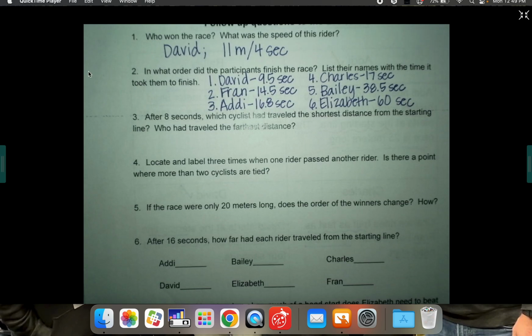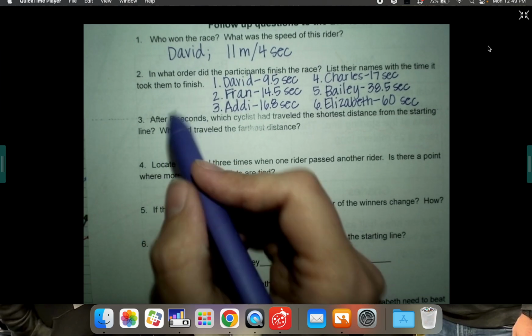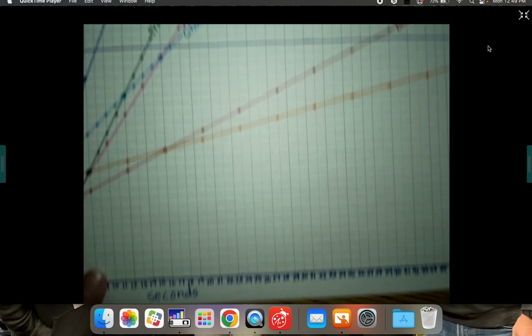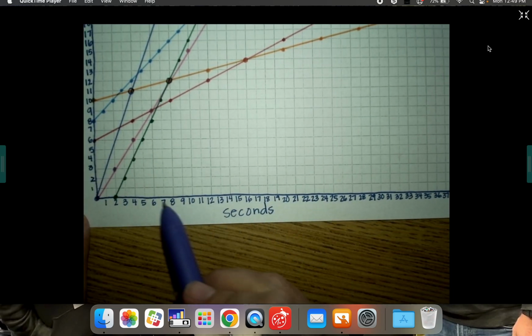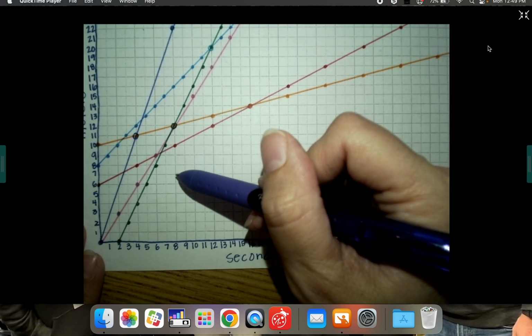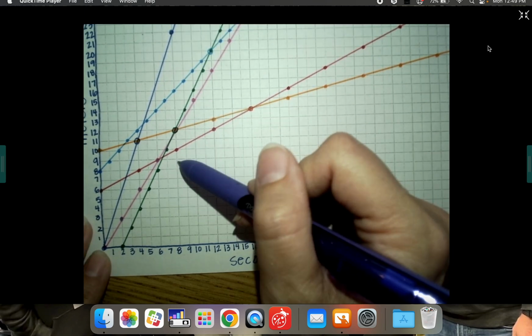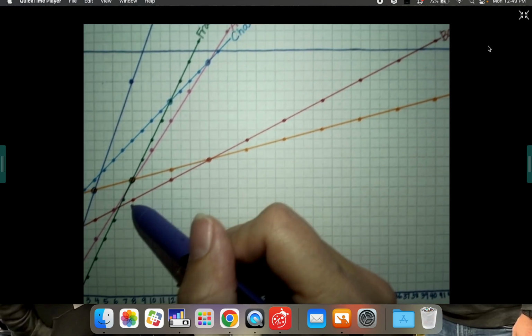After 8 seconds, who had traveled the shortest distance and the farthest from the starting line? So we'll go to 8 seconds. So this is how to read your graph. Go to the 8 seconds on the graph. So seconds is on the bottom. Go to 8. And then go up your graph on 8 and see who the line touches first and who the line touches last.